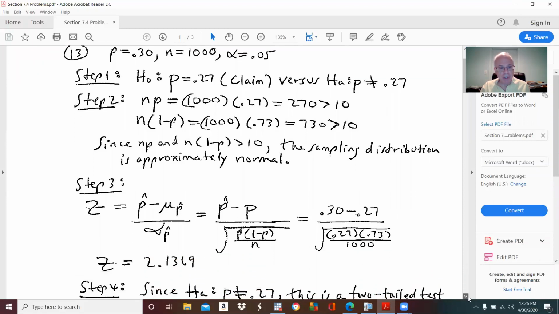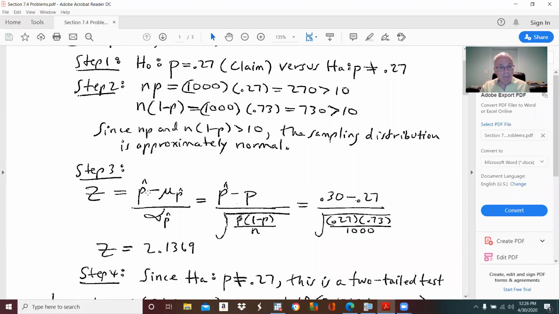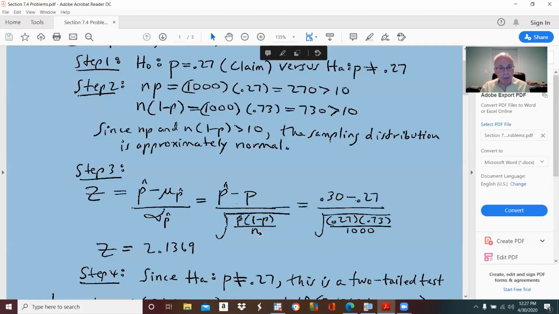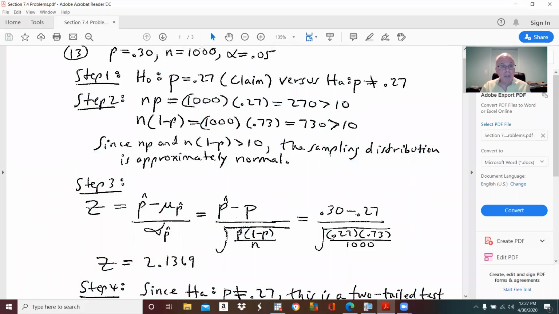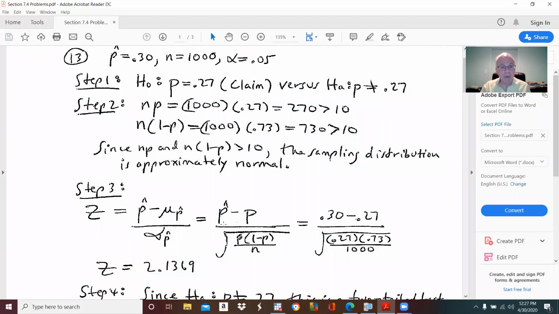Step 3 is our test statistic: p hat minus p divided by the square root of p times 1 minus p divided by n. Now the numerator, remember that p hat is 0.30. Look above here, p hat, 0.30, that's our sample proportion. Our hypothesized proportion is 0.27. And the denominator inside here, we're going to use the hypothesized proportion, 0.27, times 1 minus p, which is 0.73, divided by n, which is 1,000.